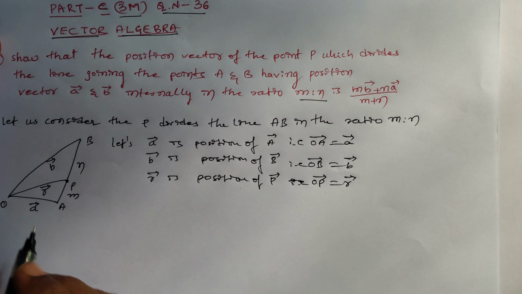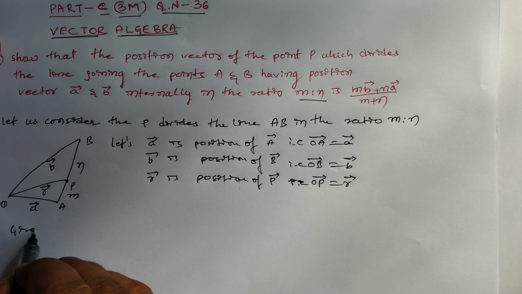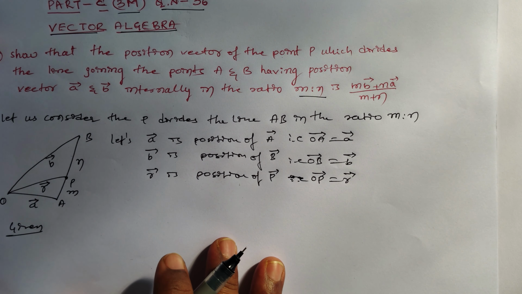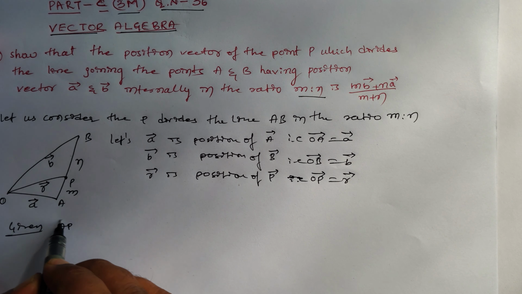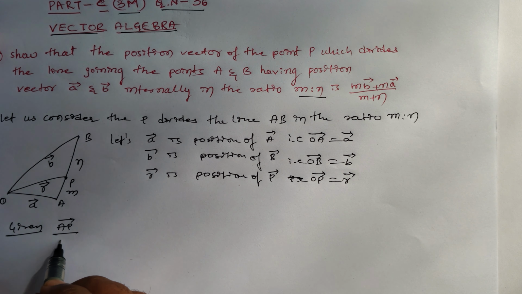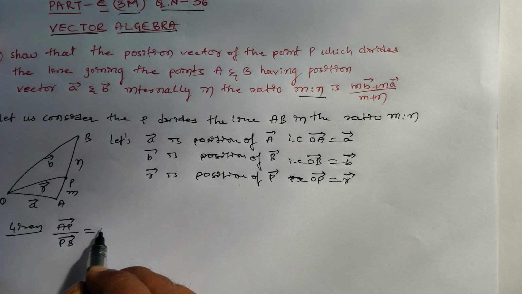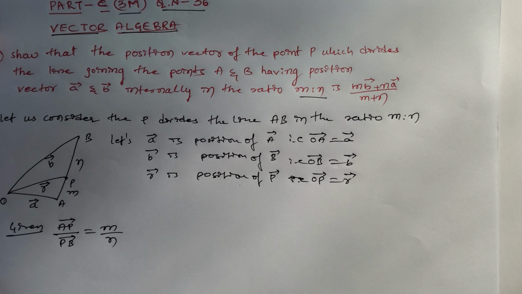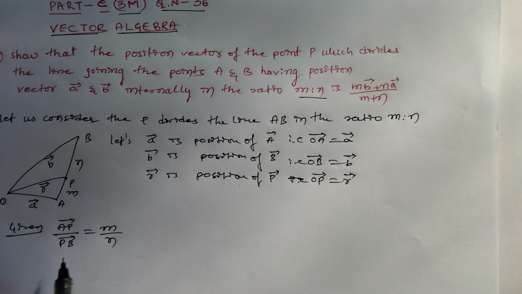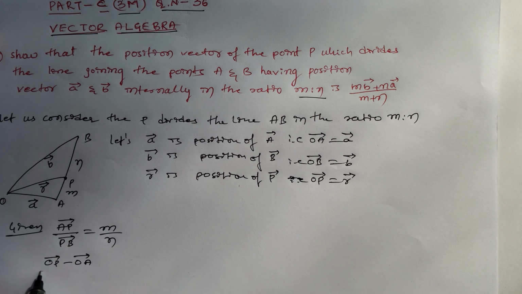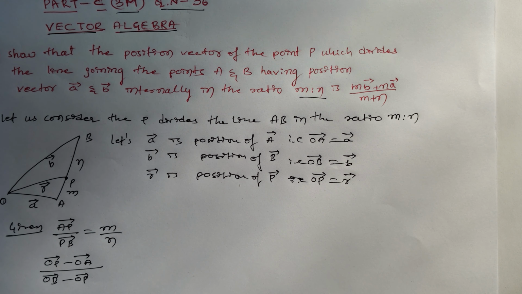Okay. So what is given? The ratio AP vector divided by PB vector is equal to m by n. Correct? Right. So what is AP vector? By definition, the position of P vector minus the position of A vector, divided by what is PB vector? The position of B vector minus the position of P vector, that is OB vector minus OP vector, is equal to m by n. Right. Okay.